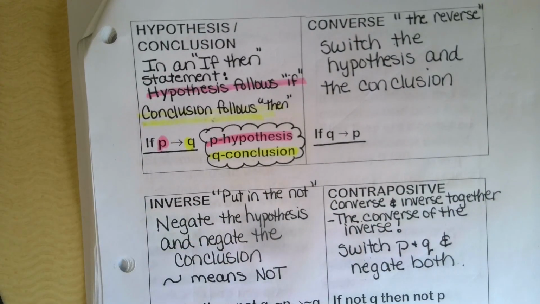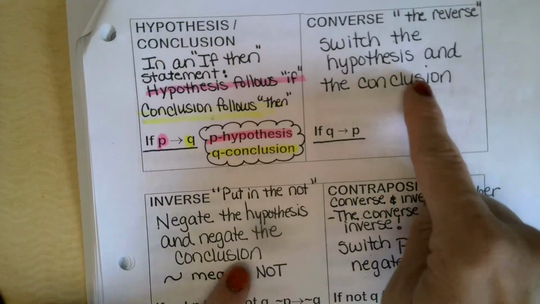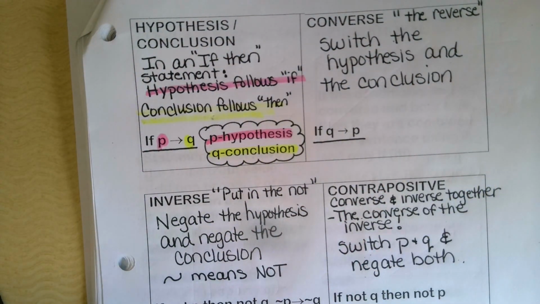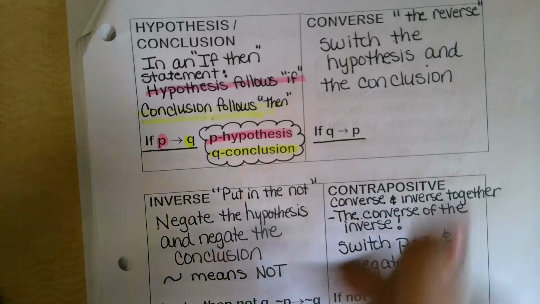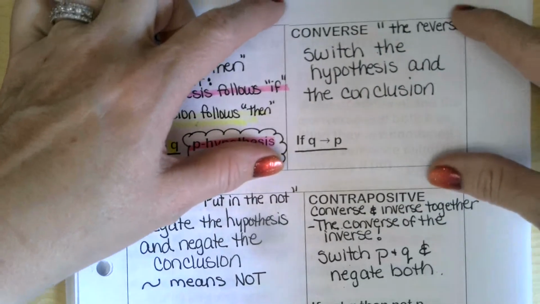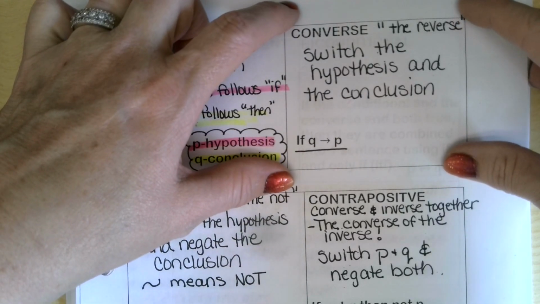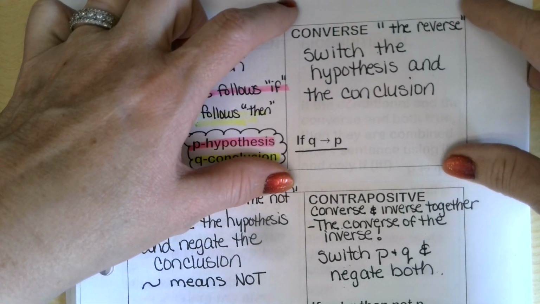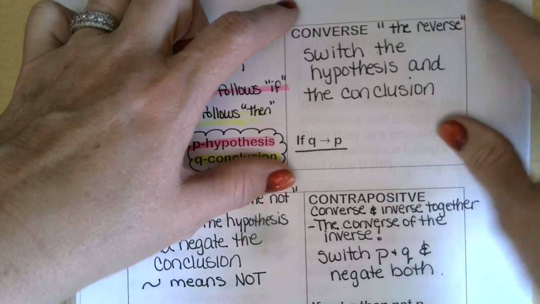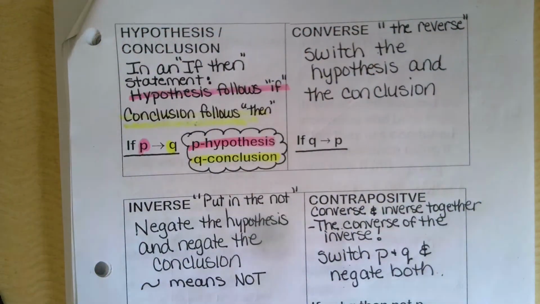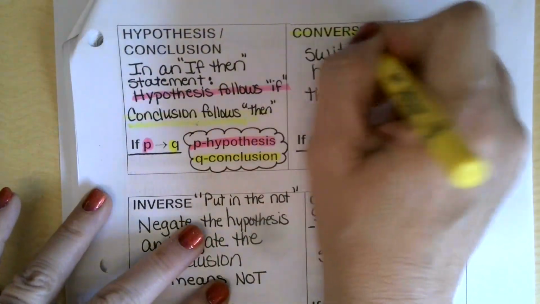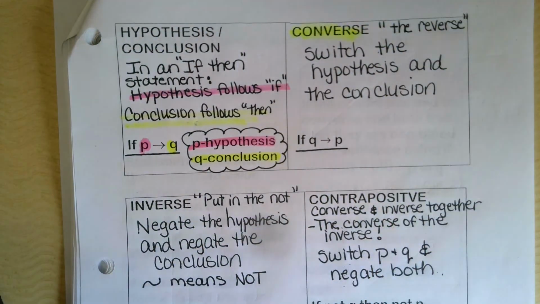Okay, well, when we have a conditional statement, we have 3 other statements that we can change off of the conditional. Okay, and in geometry, we use a lot of these. Like you're going to hear me say, oh, that's the converse of that theorem. You're going to need to know that if we have converse, we have what I call the reverse. Okay, what it does is it switches the hypothesis and the conclusion.